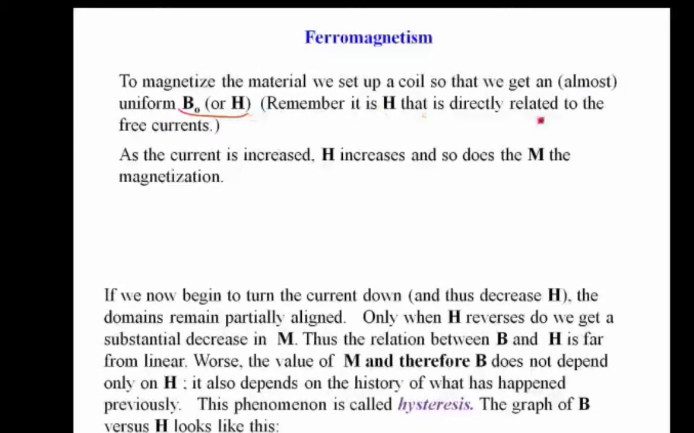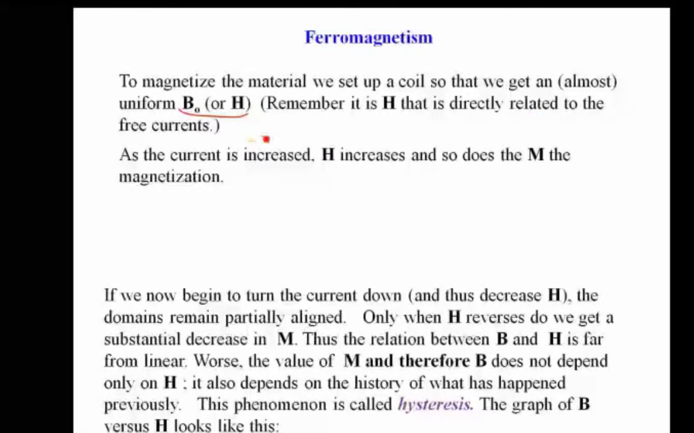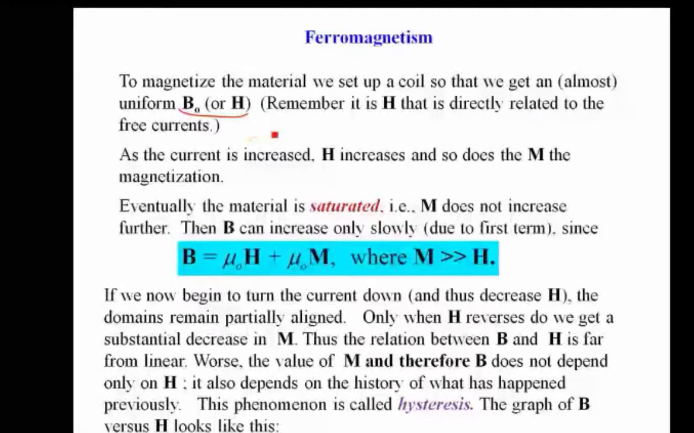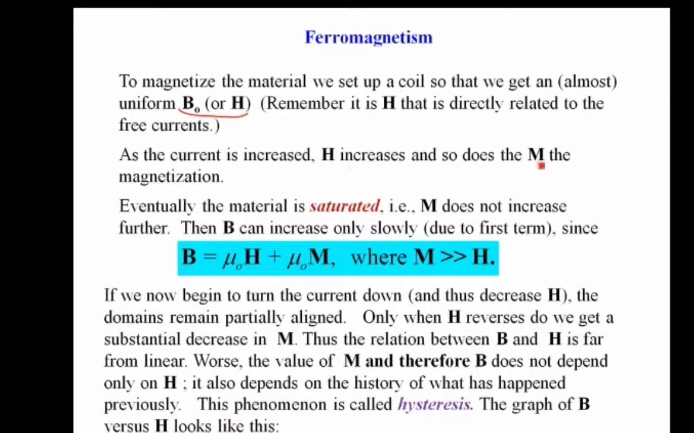Remember that H is directly related to the free currents. As the current is increased, H increases, and so does the capital M, the magnetization. Eventually we reach saturation. M does not increase further. Okay, so then B can increase only slowly due to the first term, which is this term here. It will increase because of H increasing. But because M is much, much larger than H, it'd be very difficult to see. So the B behaves as if it's saturated.